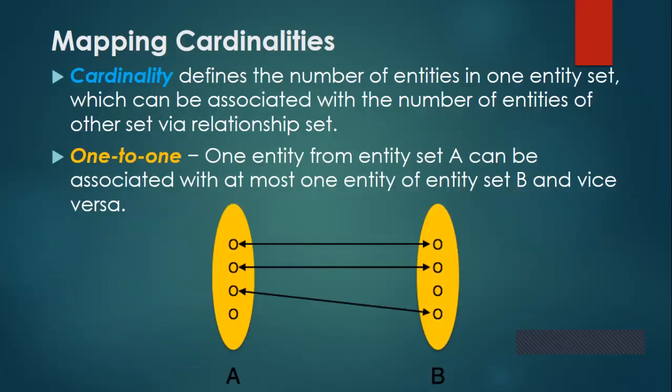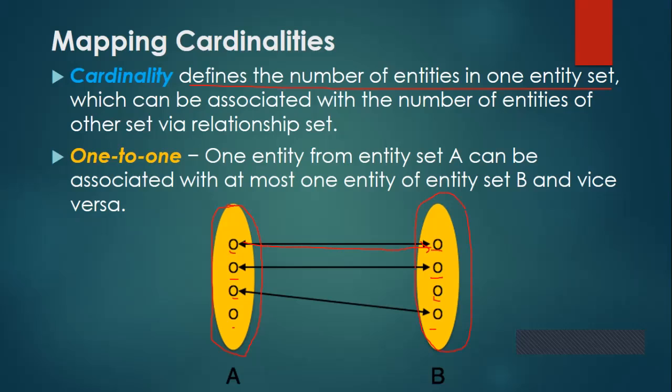Now, suppose we are checking cardinality. Basically, what does cardinality mean? It defines the number of entities in one entity set which can be associated with the number of entities of the other set via a relationship. It defines the number of entities available in a set, associated with other entities in another entity set. That is called cardinality.